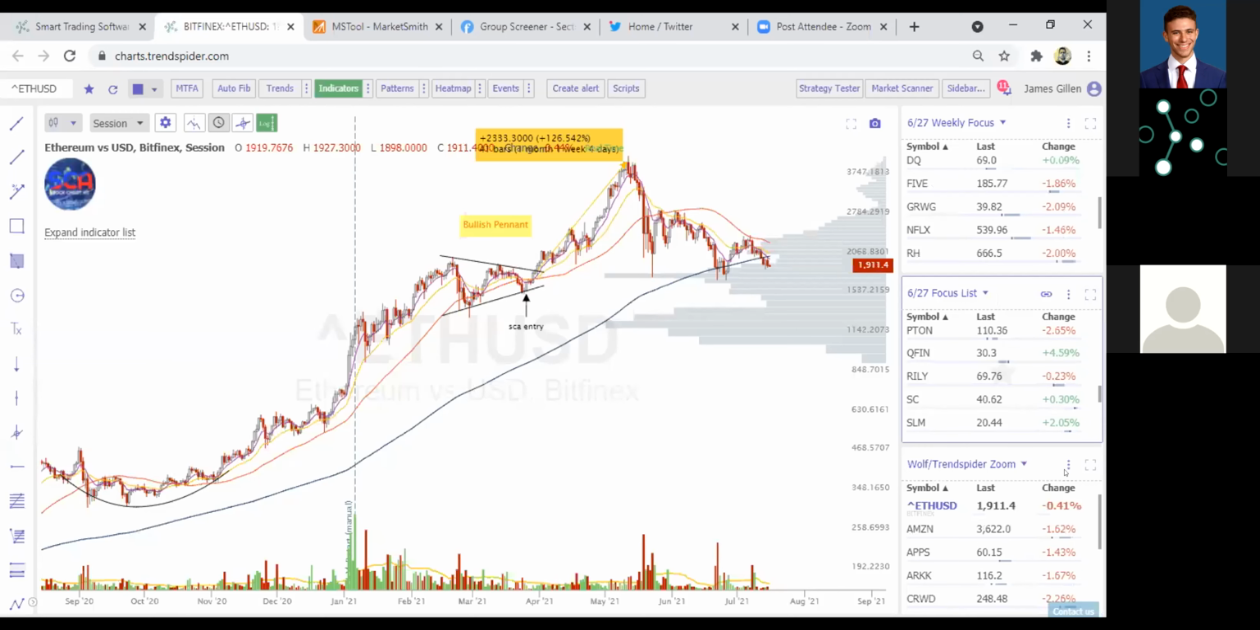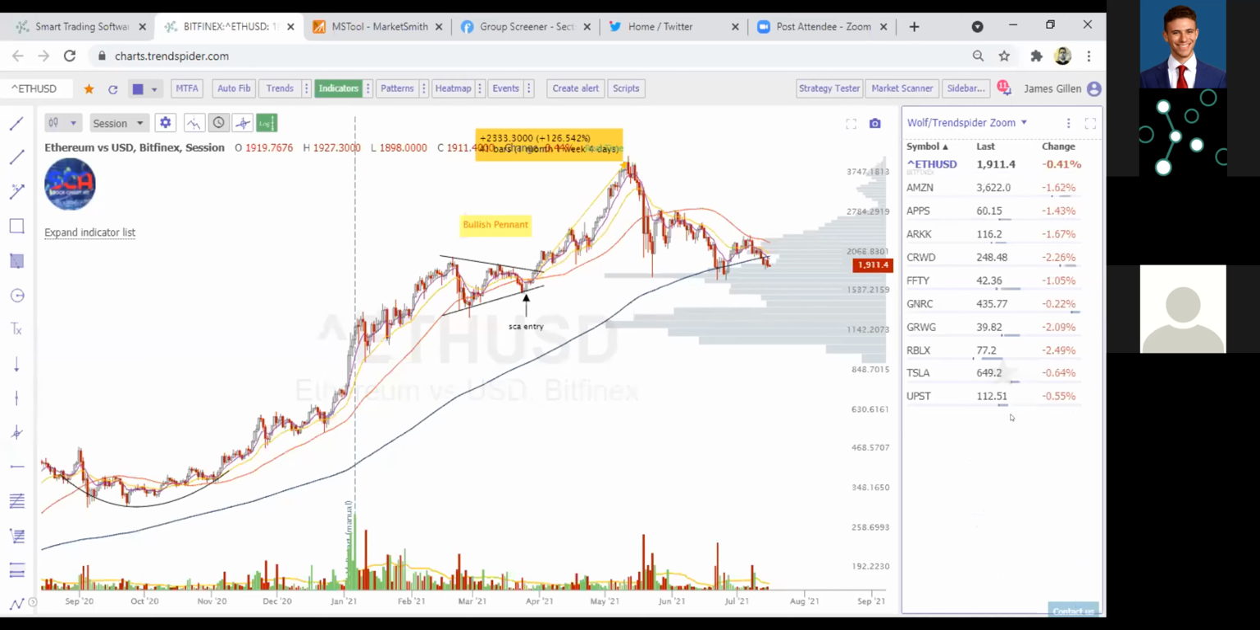So just to give you guys an example of what I look for, I want to go over some of my more successful trades throughout the year.